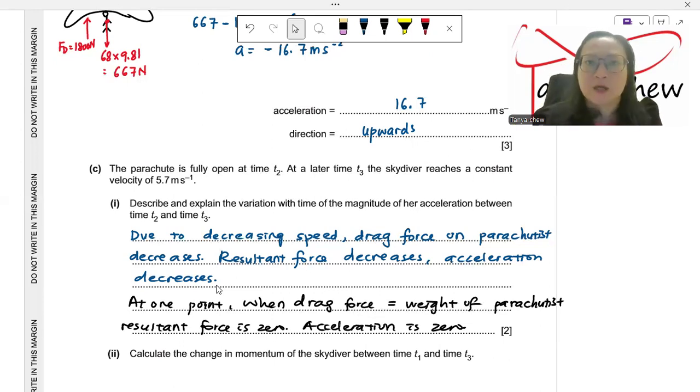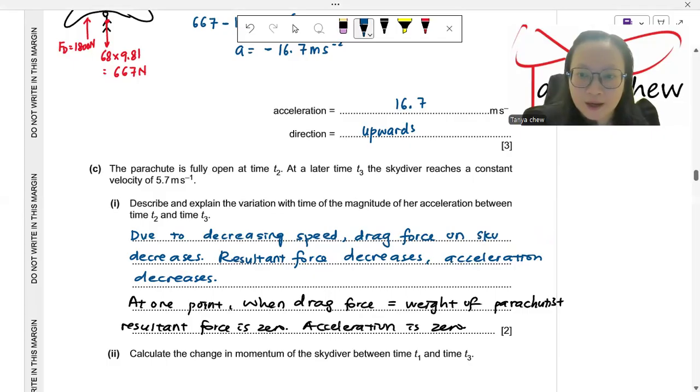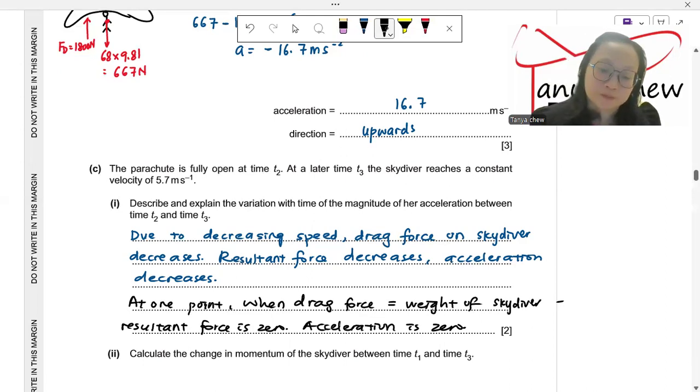Since the speed decreases, the drag force acting on the skydiver will also decrease. Therefore, when the drag force decreases, the resultant force will decrease and the acceleration will also decrease. And at one point, when drag force is equal to the weight of the skydiver, the resultant force is equal to 0. And therefore, the acceleration is also equal to 0.